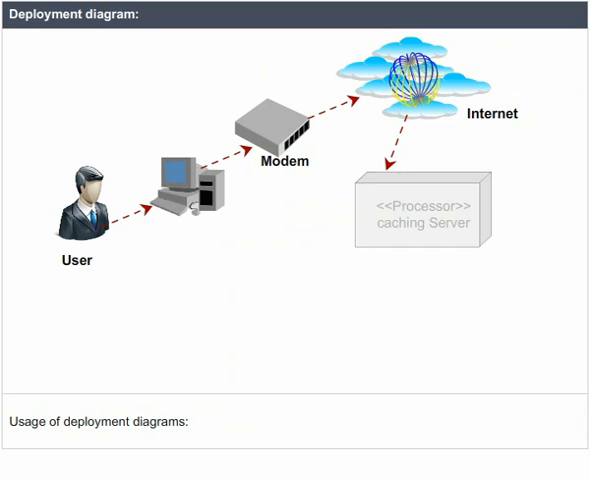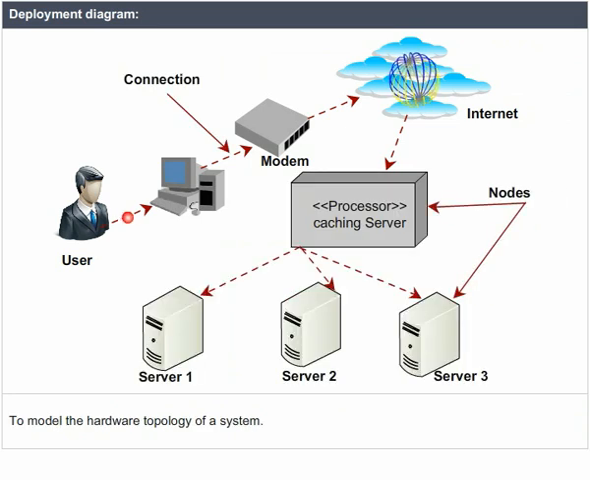Usage of deployment diagrams: to model the hardware topology of a system, to model embedded systems, to model hardware details for a client or server system, to model hardware details of a distributed application.